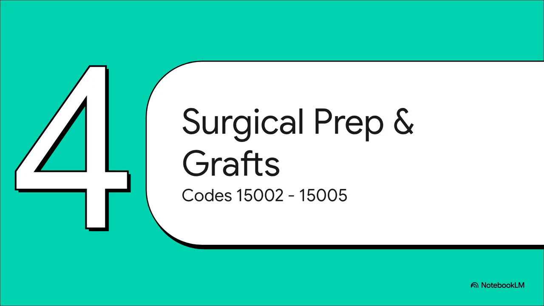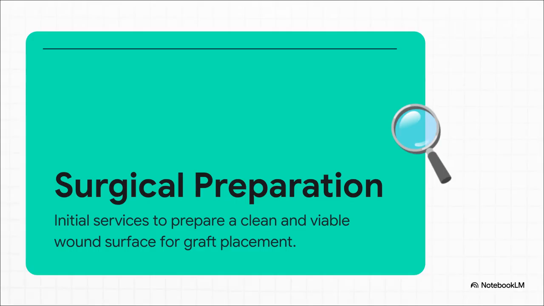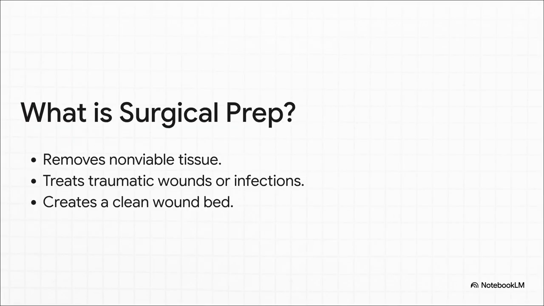Section 4. Surgical prep and grafts. Okay, so we've mastered tissue transfers where the skin stays attached, but what happens when the surgeon has to replace the skin completely using grafts? Before anyone can just slap a new layer of skin onto a wound, the surgeon absolutely has to prep the site. This brings us to surgical preparation, covering codes 15002 to 15005. Why is this necessary? Because the skin graft is completely detached from its original blood supply. For it to survive and actually take root in its new home, it needs to be placed on a perfectly healthy, bleeding surface.